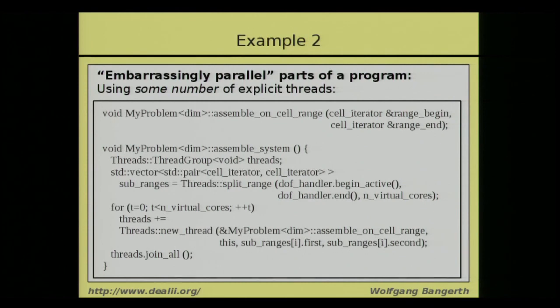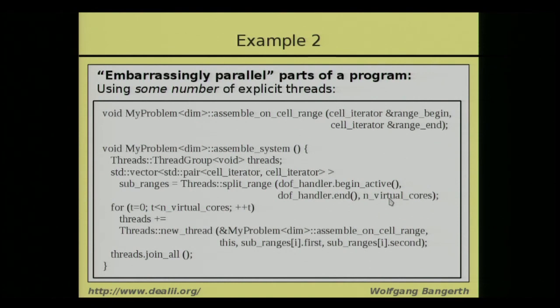And then in the assemble_system function, I'm going to have a vector of pairs of cell iterators. And there's a function that is called threads::split_range that is going to take the range from the very first to the one past the end cell, all the active cells, and split it into a certain number of subranges of equal length, or as best as possible. And the number that I'm going to choose is the number of virtual cores. So let's say on my laptop, which has one processor, 4 cores, and for each core 2 virtual cores, then this number would be 8 here. That's the total number of virtual cores.